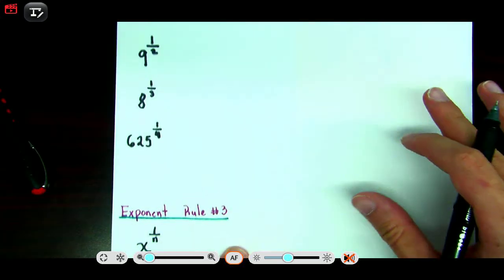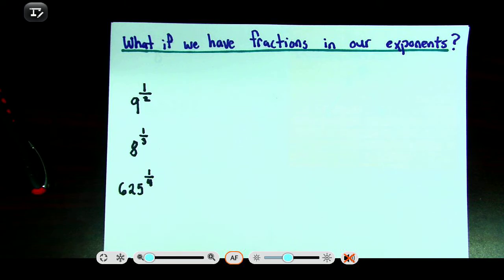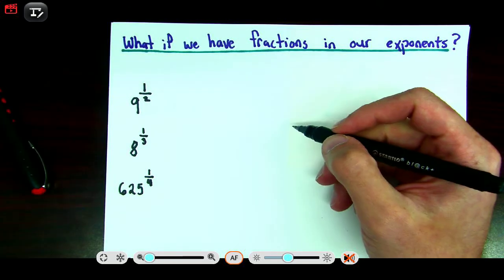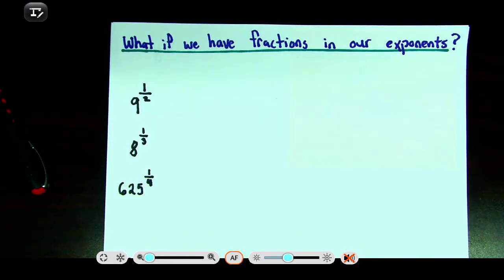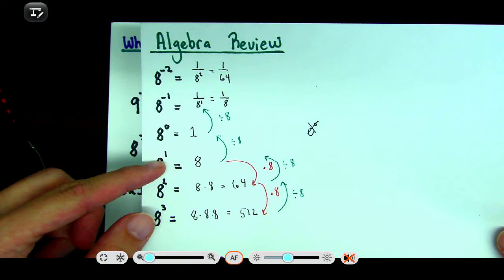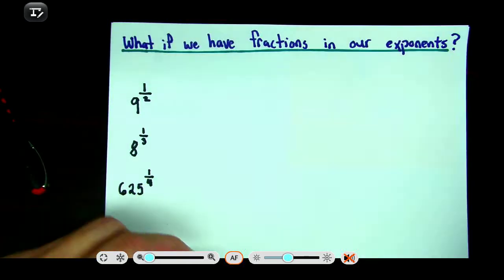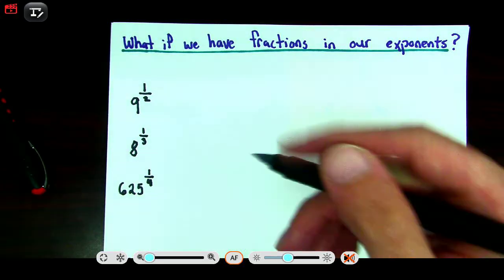Now, the next question, which we went over last year in Algebra 2, is what if we have fractions in our exponents? Here, all these values were whole numbers: positive whole numbers, 0, negative integers. What happens if we have fractions in our exponents?